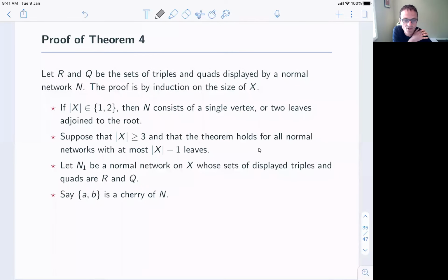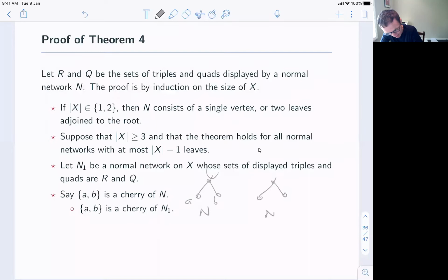Right, so let's suppose, first of all, that N has a cherry AB. Okay, so I've either got a cherry or a reticulated cherry. You can imagine the cherry case is going to be way easier than the reticulated cherry. Suppose AB is a cherry. Then AB is also a cherry of N1. Why is that? Because N1's got the same set of triples, and triples will tell me the cherries of the normal network. So AB must be a cherry of N1. If you like, just for a little pause, here's A and B.